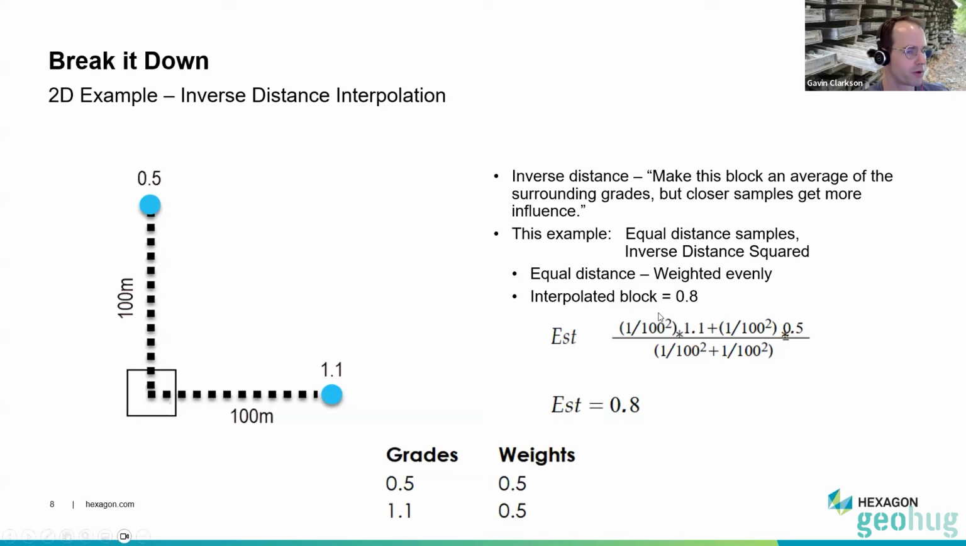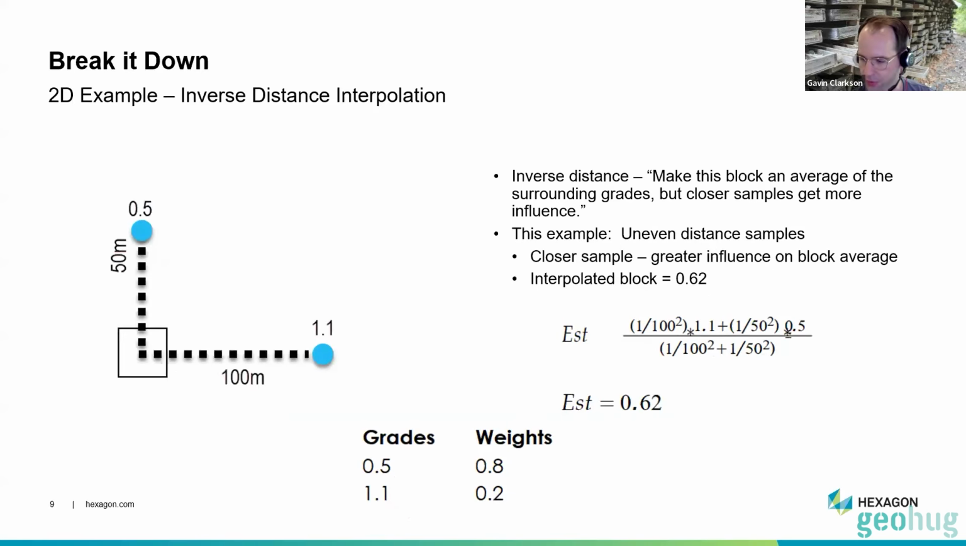So in this example, we have 1 over the distance of the sample squared times the sample's value, plus 1 over the distance of the sample squared, so in this case, they're both 100, times the sample's value, divided by the sum of the inverse distance. In this case, the estimate becomes 0.8, which ends up just being average because they're weighted the same. So each of these grades gets an equal weight, so the grade assigned to the block becomes pretty much just the straight average, 0.5 plus 1.1 divided by 2. And that's the basic inverse distance result. All it's concerned about is distance from the block. It doesn't care where the samples are.